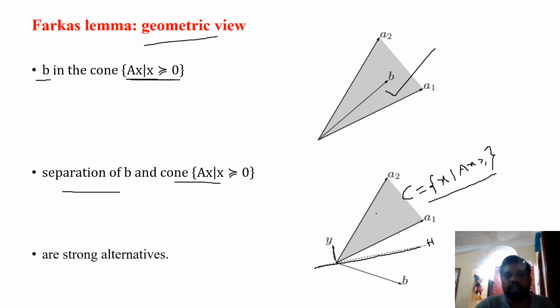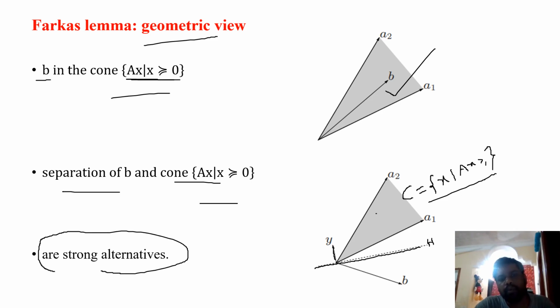This is the geometric view. So this scenario and this scenario are strong alternatives. That means if one is true, then definitely the other will be false. If suppose this one is true, then definitely the other will be false. Both can't be true at the same time. Both are very strong alternatives to each other. This is the essence of Farkas lemma geometrically.